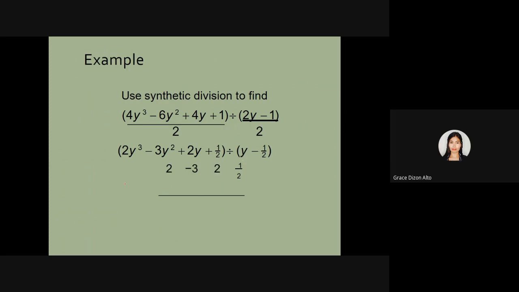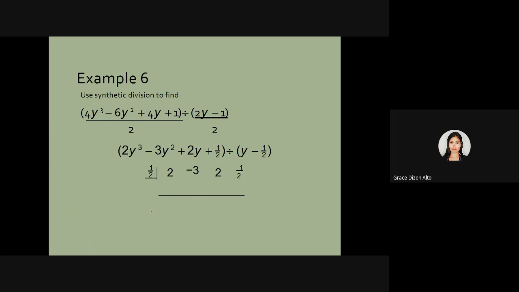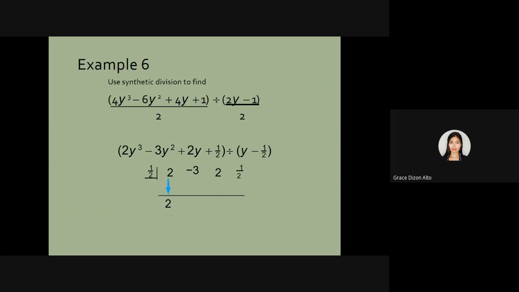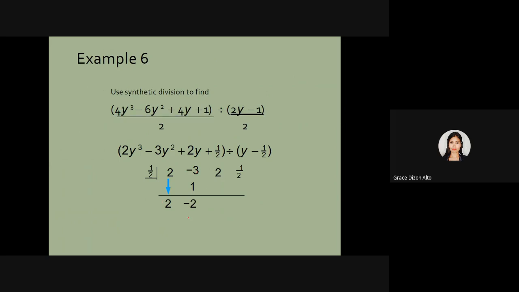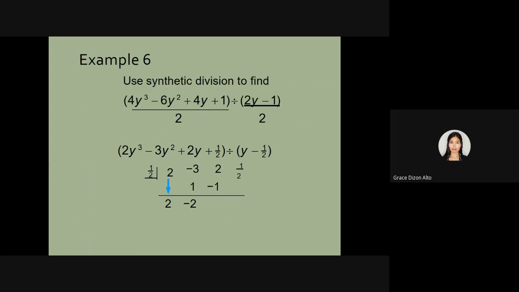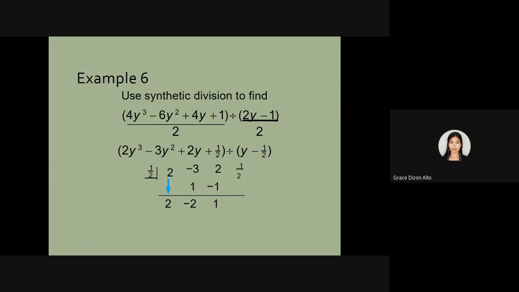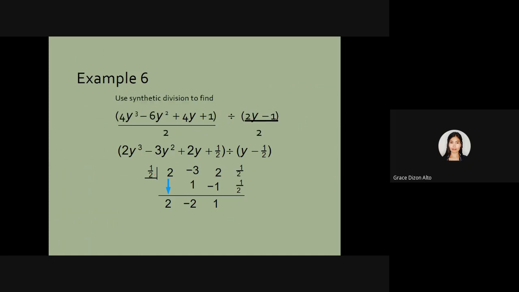So we can now use it for our synthetic division. The values for our dividend are 2, negative 3, positive 2, and 1 half. We will be dividing it by the value of our a, which is positive 1 half. Bring down the first term, which is 2. 2 times 1 half is 1. 1 and negative 3 is negative 2. Negative 2 times 1 half is negative 1. Negative 1 and positive 2 is 1. 1 times 1 half is 1 half. And 1 half plus 1 half is 1.